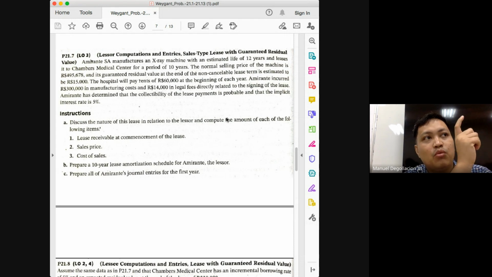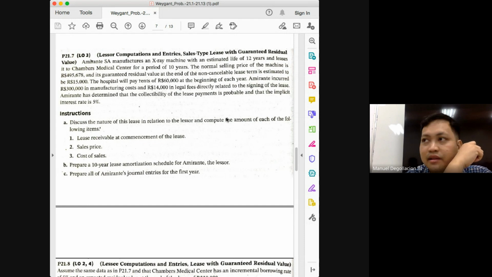But first and foremost, class, you should be checking whether or not this is a finance lease. Luckily for you, your textbook already labeled this as a sales type lease, but that will not be the case in the examination. You should be careful. Unknowingly, the problem might just be an operating lease and not a finance lease.